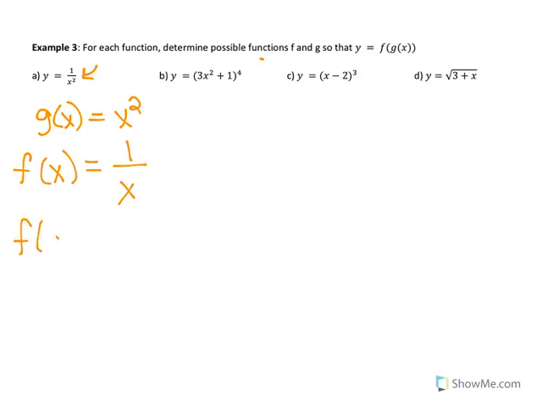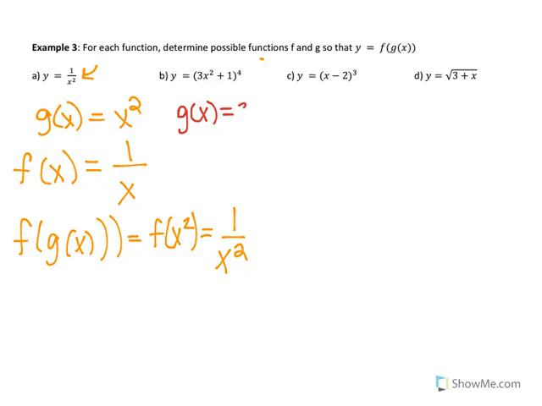So if I do f of g of x, the first thing it's going to do is make it an x squared. So now we're going to evaluate f of x squared, and then it makes it a reciprocal, so 1 over x squared. So there is an example of how you could determine those two functions. So g of x squares it, f of x makes it a reciprocal.